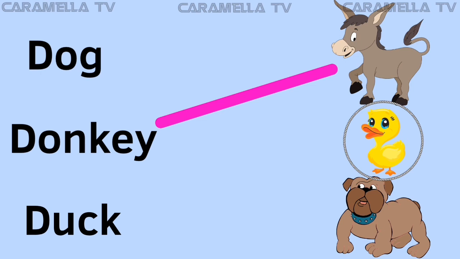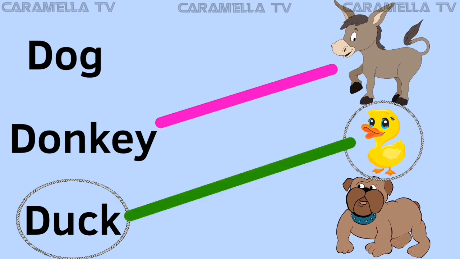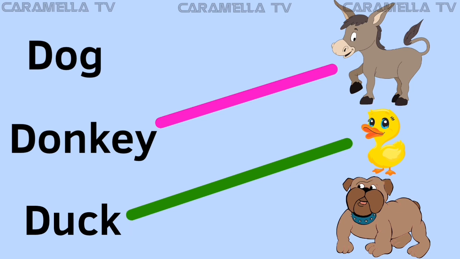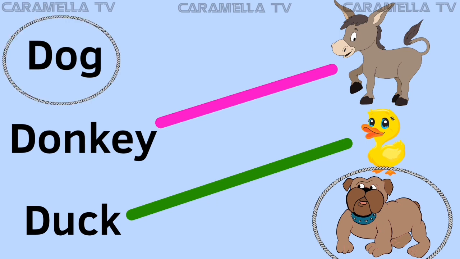Second picture we have is a picture of a duck. Can you guys guess where the word duck? That's right. Let's connect them. Last picture we have is a picture of a dog. Can you guys guess where the word dog? That's right. Let's connect them.